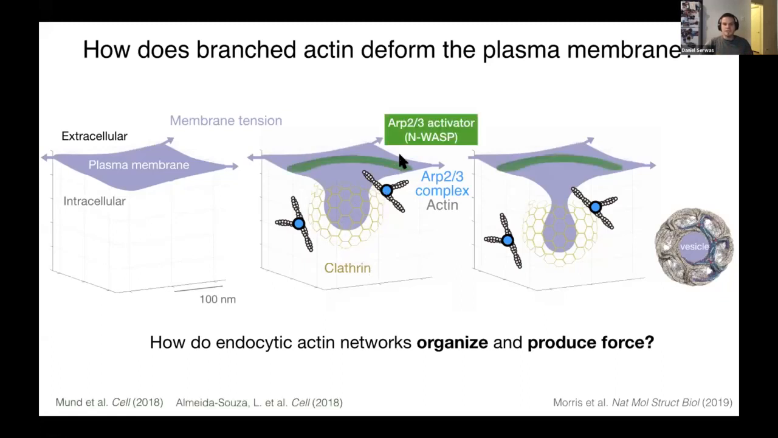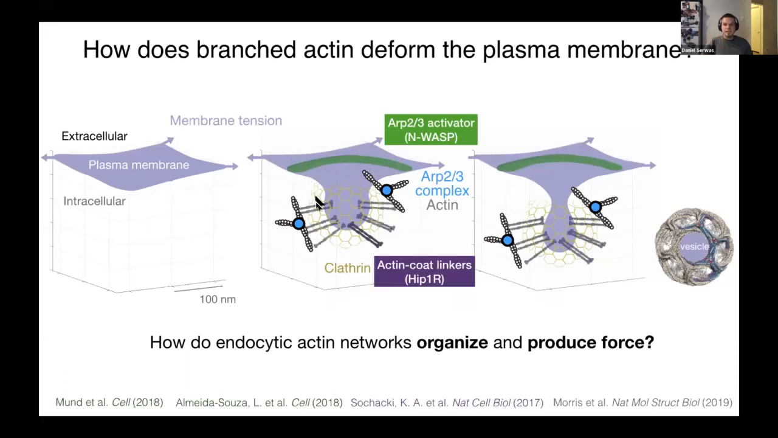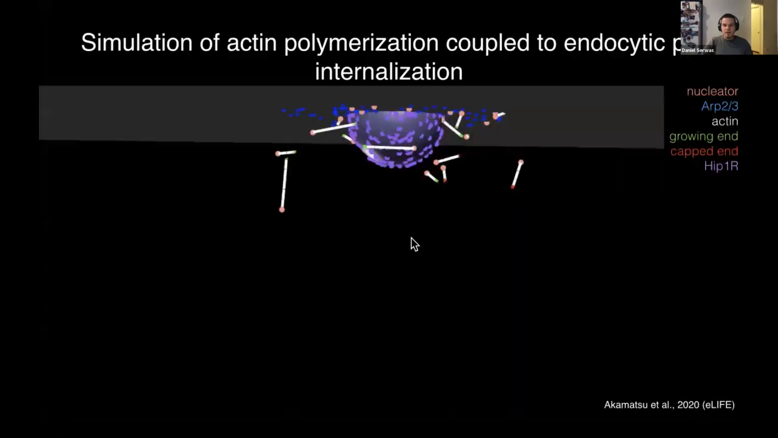Previous work showed that the activators of the ARP2/3 complex actually localize in a ring around the base of these endocytic sites, and that there are actin binding proteins inside the coat, such as this rod-shaped protein HIP1R. My colleague in the lab, Matt Akamatsu, used this information to set up a mathematical model, and we can see the first frame of one of his simulations here.